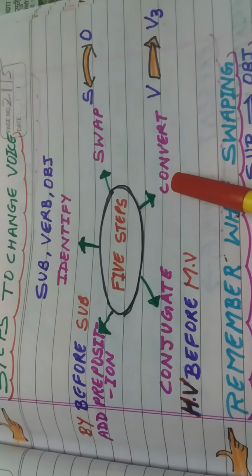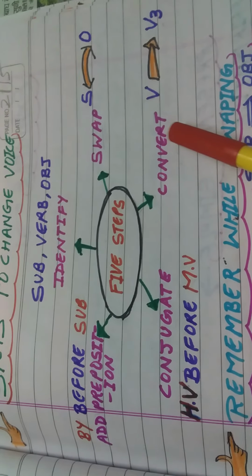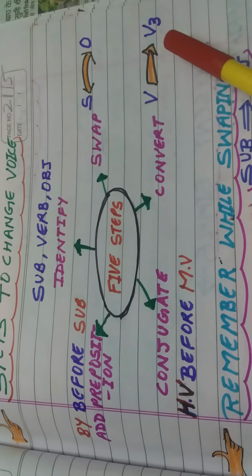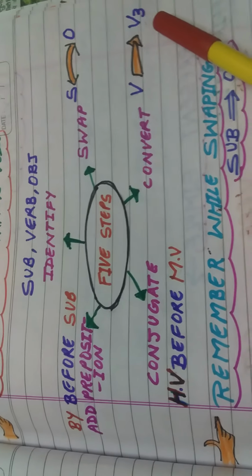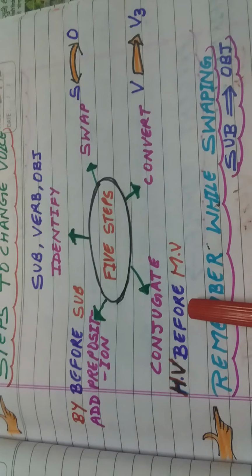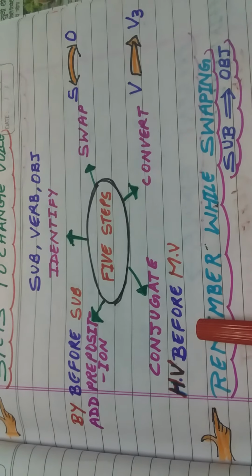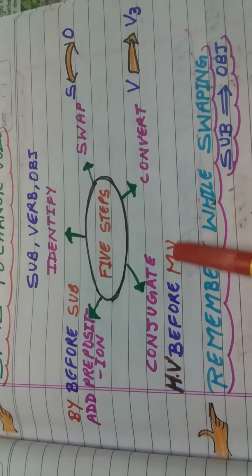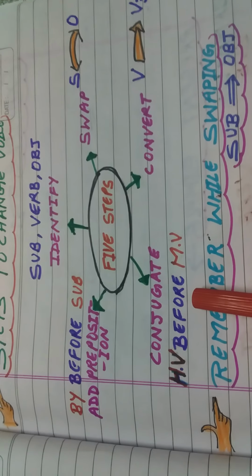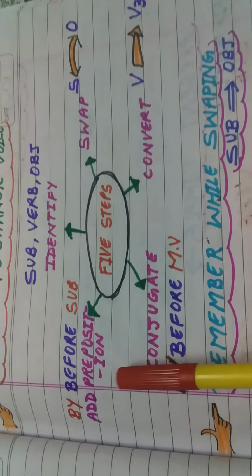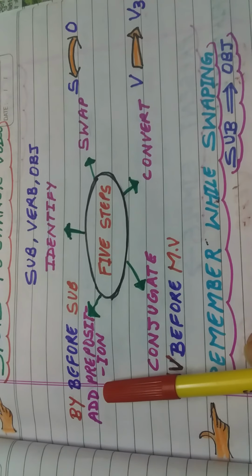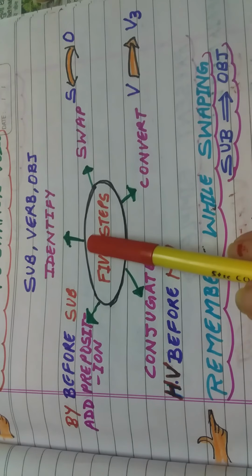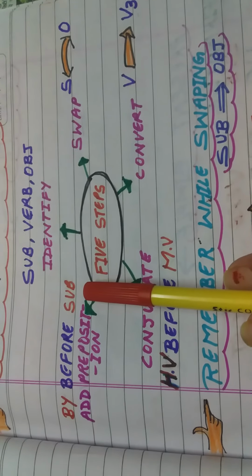Third step is to convert. We convert the verb form. Whatever verb form is in active, we change it into the third form. Then the next step is conjugate. Conjugate means to add. Now we have to add a helping verb before the main verb according to the tense. Then the last step is to add the preposition by before the subject, which becomes the object in passive voice.